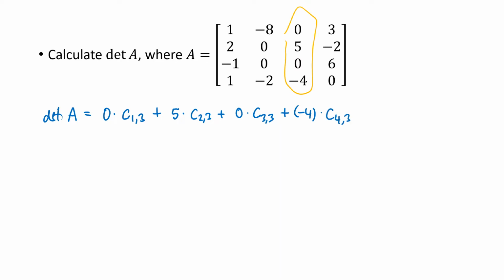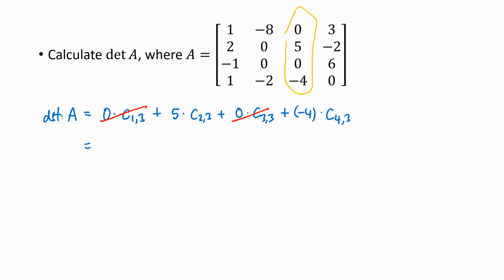Now, the reason why we made a good choice here is because we don't have to actually figure out what C1,3 is, because whatever that turns out to be, we're about to multiply it by 0. Same thing for C3,3. So the benefit of having chosen a column here that has a couple of zeros in it is that it cuts down our workload. But we still have a couple of other cofactors to figure out, so how do we do that?